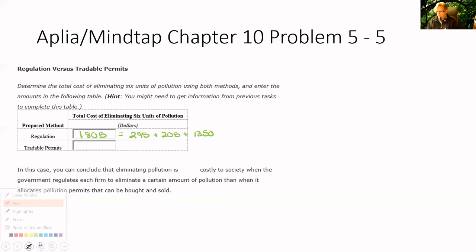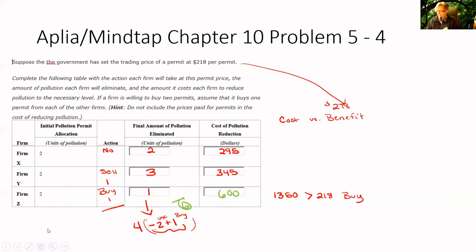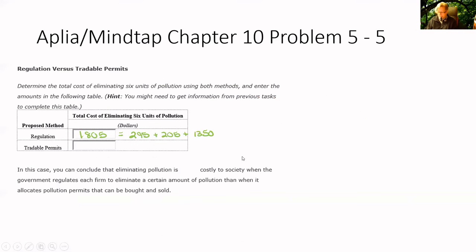For tradable pollution permits, what I'm going to do now is go to the slide here, and I'm just going to add those up and sum them. So when I do that, I end up with 1240. Yeah, 1240. Okay, 1,240. Where did that come from? That was the 295 from the previous slide, plus the 345, plus the 600.